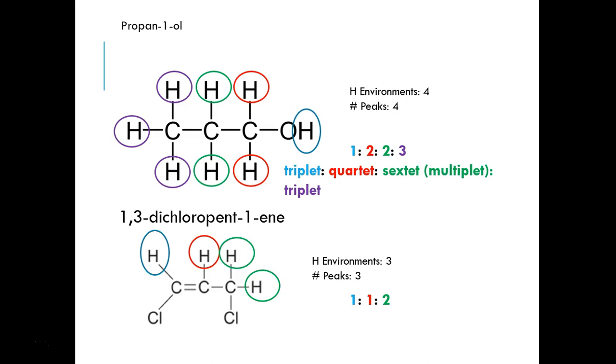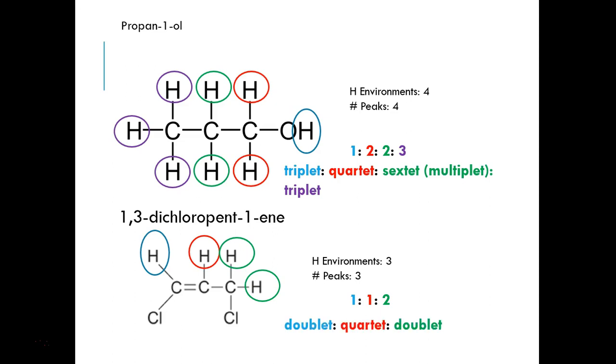The green hydrogens, we have a total of 5 adjacent hydrogens on the 2 nearby atoms, so that would make it a sextet, but we can just call it a multiplet, and you're not responsible for identifying them above a quartet. And then finally, the purple hydrogens, on the neighboring carbon, there's 2 hydrogens, so that makes it a triplet.